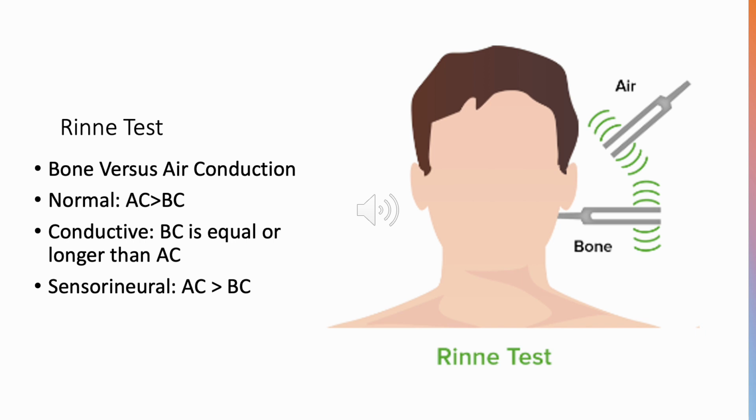If they have conductive hearing loss, bone conduction is either equal to or longer than air conduction, which makes sense, right? Because with conductive hearing loss, there's something blocking the auditory canal, so their bone conduction hearing is better. If they have sensorineural hearing loss, air conduction is better than bone conduction, so essentially like normal conduction.